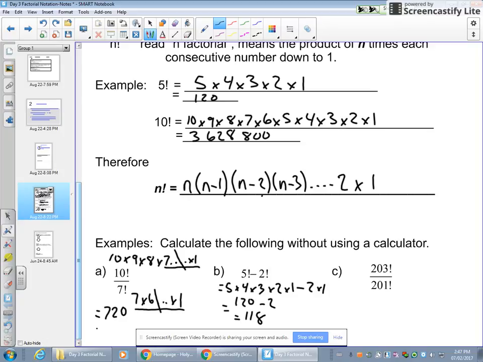And then again, the same shortcut applies for C. This is the same as 203 times 202 times 201 factorial divided by 201 factorial. The 201 factorials divide out, and I'm left with 203 times 202. I am going to use a calculator for that, and that gives me 4,106. Okay, but the idea here is that we've simplified the problem.